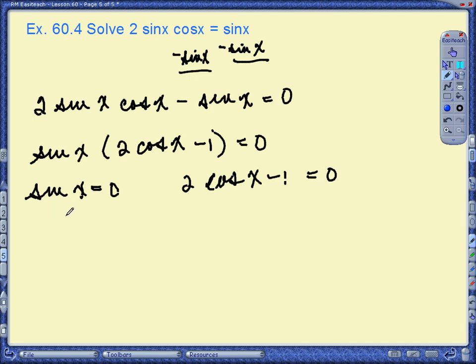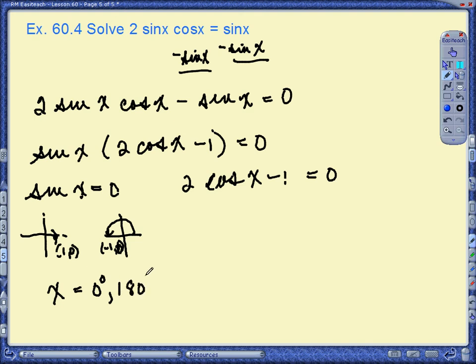If the sine of x is 0, again, it's wherever y is equal to 0. That's right here on the unit circle. And unit, remember, means the radius is 1. And over here at 180. So from this, we get x equals 0 degrees or x equals 180 degrees. And again, when we use x as our variable, we usually want our answer in radians. So it would be 0 and pi.